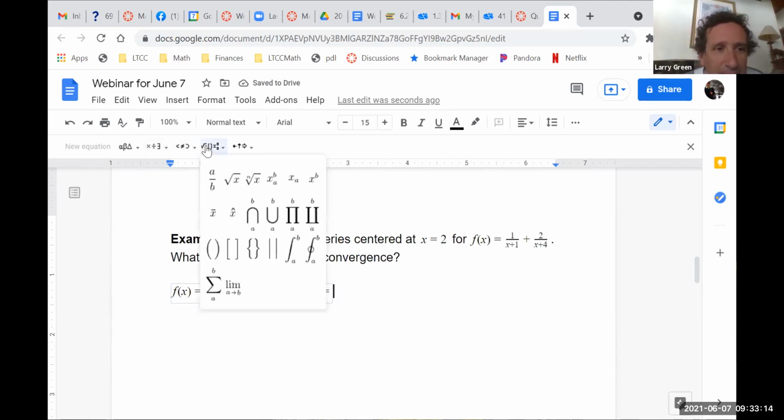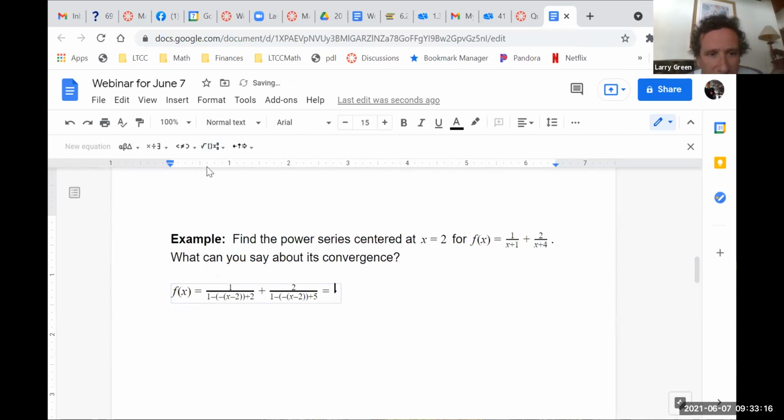And let's write down a fraction. Still have a 1 on the top for now. And then 1 plus 2 is 3. I hope you can all do that in your head. And then we have minus, parenthesis, negative, parenthesis, x minus 2. Starting to get a little prettier, isn't it?